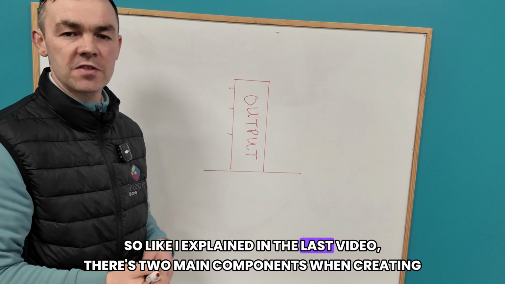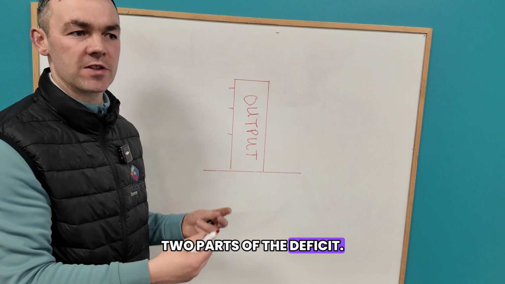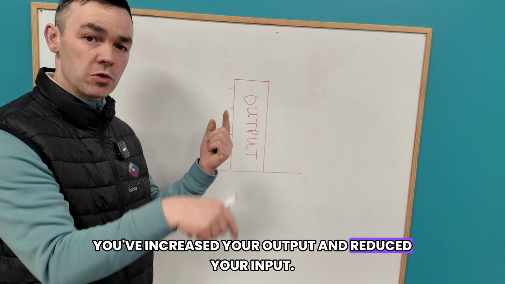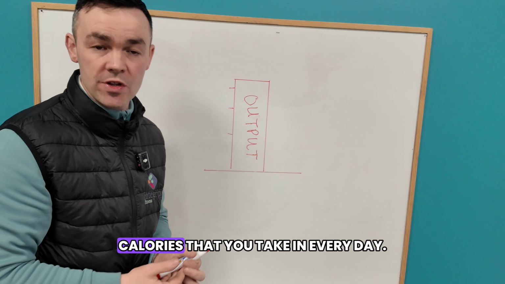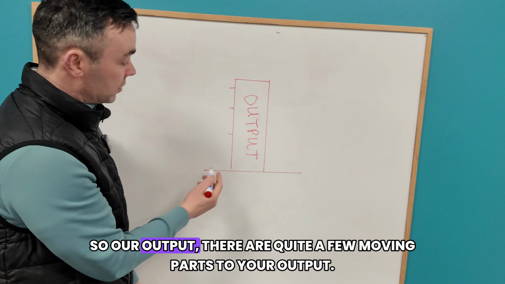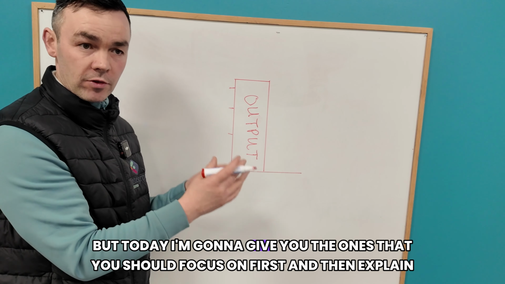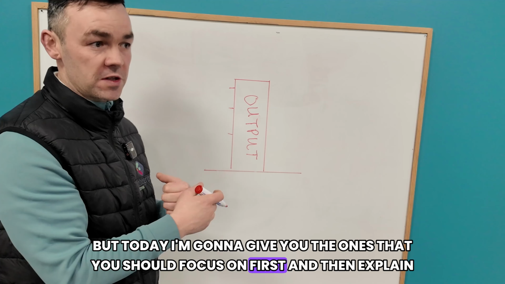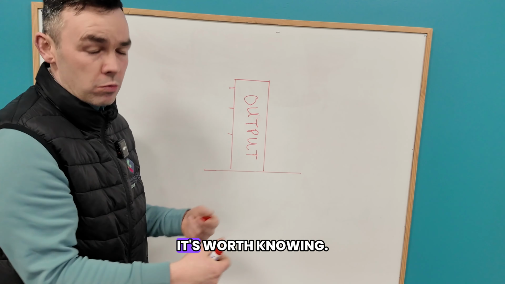So like I explained in the last video, there are two main components when creating a deficit: you increase your output and reduce your input. Your output being the amount of work you do every day, and the input, the amount of calories that you take in every day. So our output, there are quite a few moving parts to your output, but today I'm going to give you the ones that you should focus on first, and I'll explain why, and I'll go through the different components of the output, because it's worth knowing.